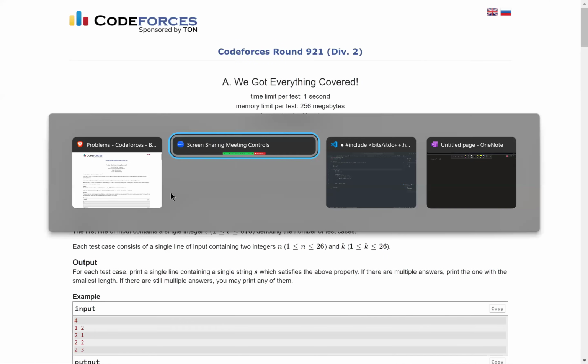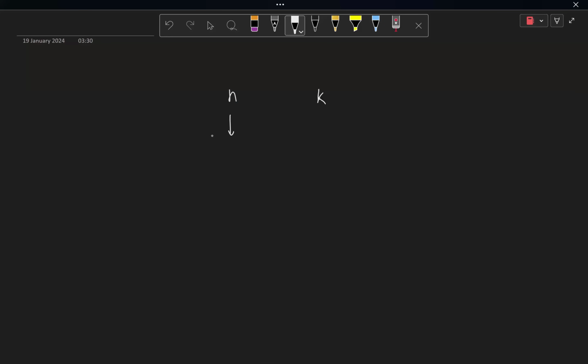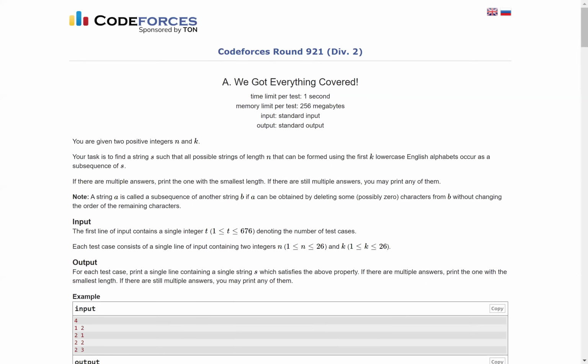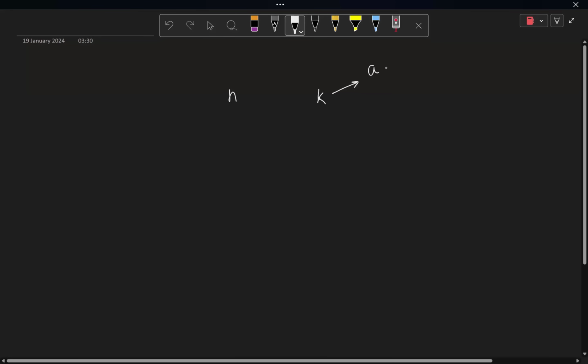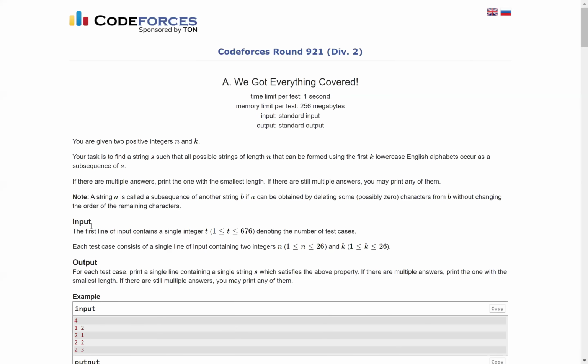So what we are being told is that we have two integers n and k. N denotes the length of the strings, like we will see what it is, and k denotes the first k lowercase English alphabets. So it is like a b c d. If k is 2, it is talking about considering only the first two characters. If k is 3, it is talking about considering the first three characters. And we have to print a string s.